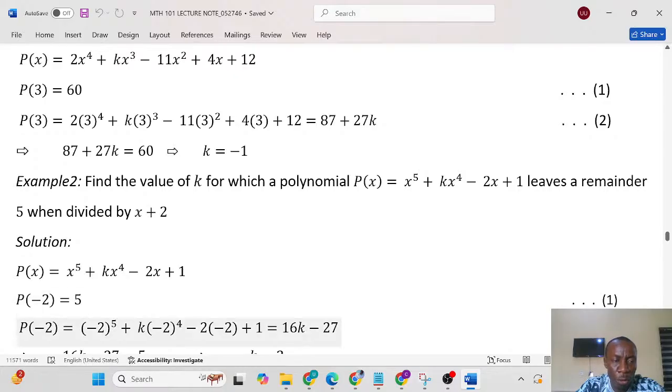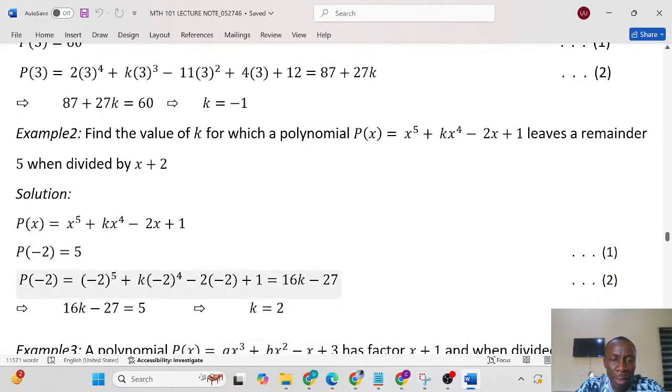So if you substitute the value x equals minus 2, you have 16k minus 27. And this you will equate to the remainder, which is 5. So that is why we have 16k minus 27 equals 5. Again, if you collect like terms, you are going to have 16k equals 32. Now, if you divide both sides by 16, you have your k to be equal to what? 2.